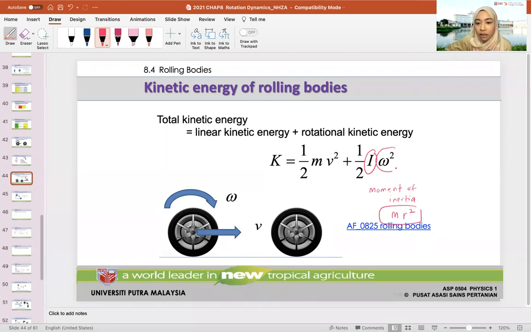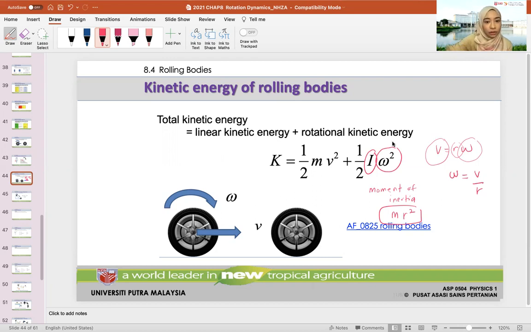And then we have omega, which is your angular velocity. So omega can be related to your linear velocity by v equals r omega. So let's say you have your linear velocity, but you don't know what your omega is, but you have your radius. So what you can do is substitute omega for v over r, and you would manage to get the answer if you have the linear velocity.